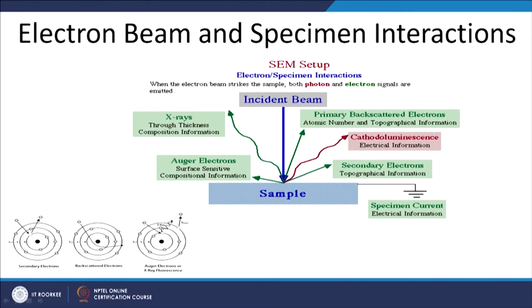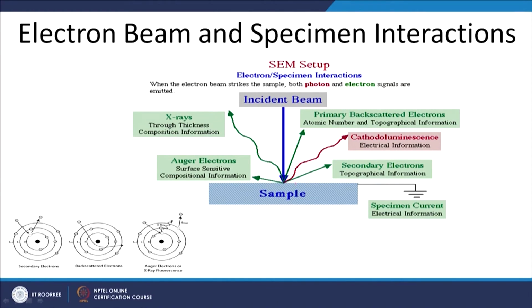Now, in an SEM setup, the electron beam is allowed to interact with the sample specimen. Whenever the incident beam interacts with the sample, so many phenomena can happen. When the electron beam strikes the sample, both photon and electron signals are emitted. So, there are a lot of different possibilities. When the electron beam is hitting the sample substrate, that means the photon beam is here, instead of the photon we are using an electron beam. So, the electron beam is interacting with the sample substrate.